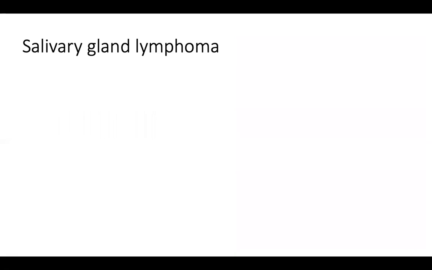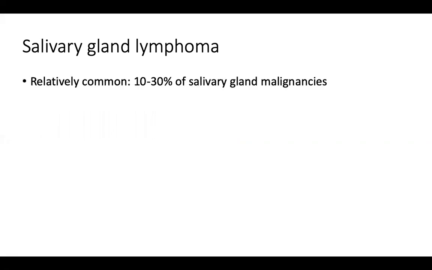So you can get any type of lymphoma in the salivary gland, and your hematopathology attendings will do a better job of teaching you about lymphoma. But I just wanted to take a minute to talk about the nuances in salivary gland. So in the salivary gland, it actually is relatively common. So similar to metastasis, you always have to consider lymphoma on your differential.